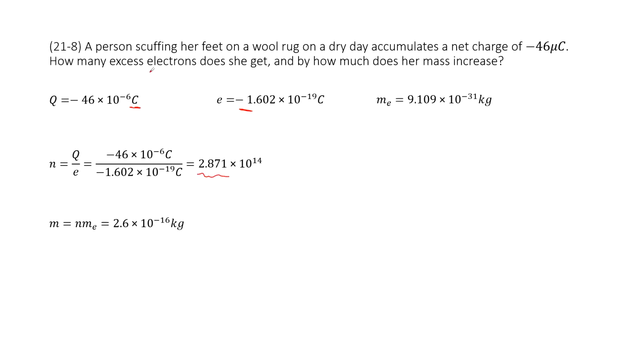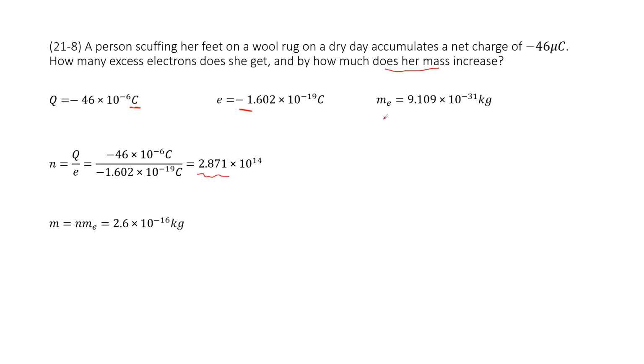Next, it asks how much her mass increases. The increased mass comes from the electrons. Do you agree? Because these electrons are just distributed on the feet. So what we need to find is the mass of the added electrons, right? And we know the number of these electrons. So it looks like we just need to know the mass of each electron, then we are done.